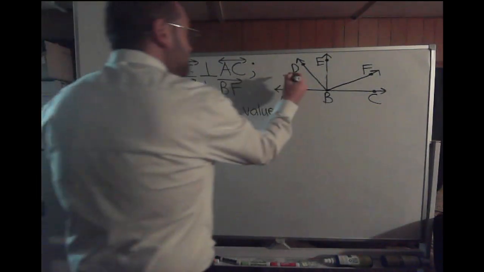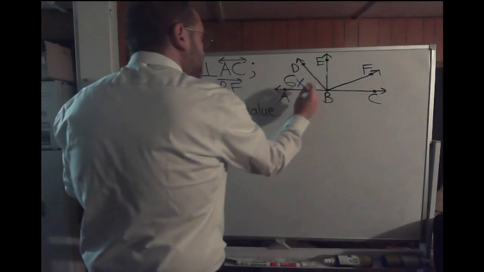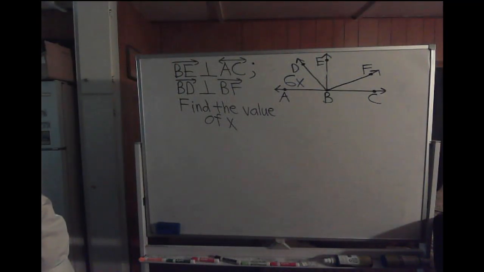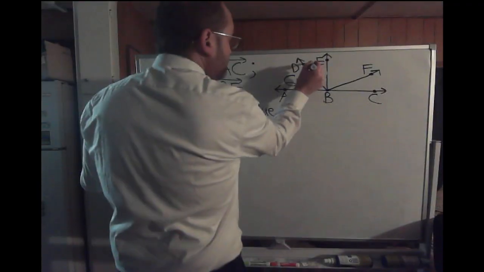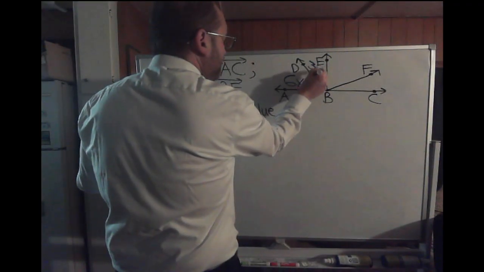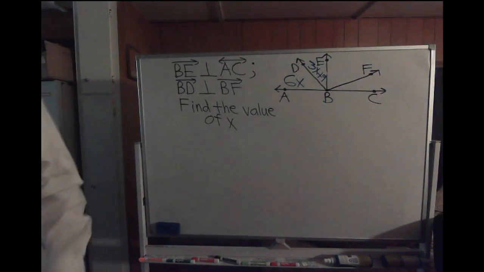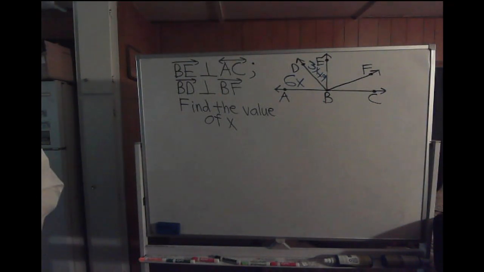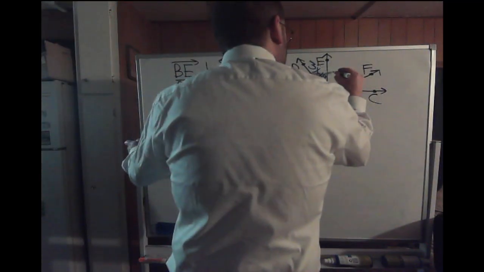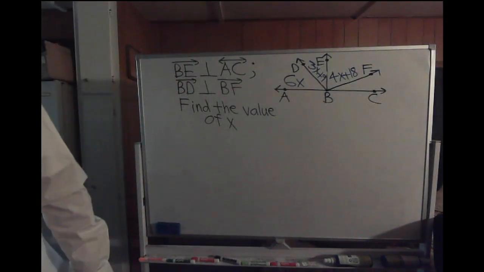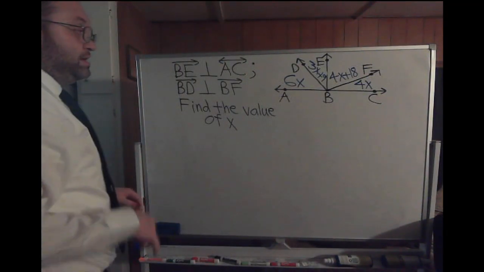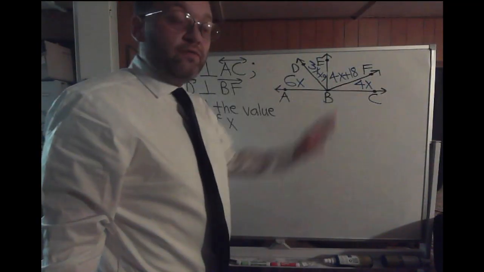Angle ABD is 6x, so that's 6x. Angle DBE is equal to 3x plus 9. So angle DBE is equal to 3x plus 9. Angle EBF is equal to 4x plus 18. And then angle FBC is equal to 4x. Alright, so we have some form of measurement for all four angles now.